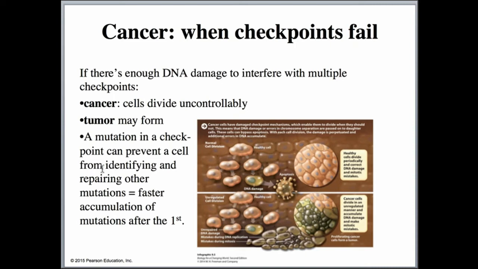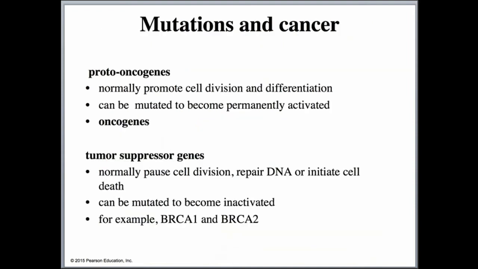Right? Because the cell is repairing mutations all the time, but if you stop its proofreading capabilities or its repairing capabilities, then those mutations won't be repaired, and so you'll get more and more mutations accumulating if you disrupt the proofreading capabilities of the cell.